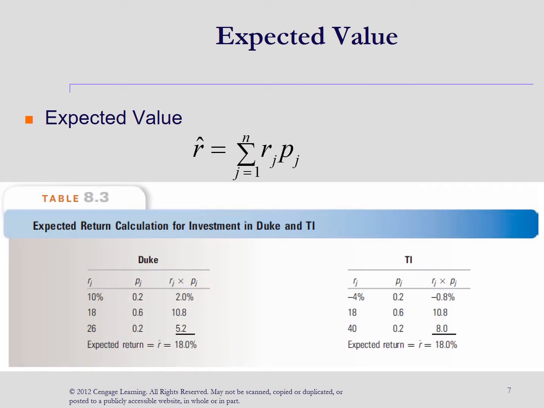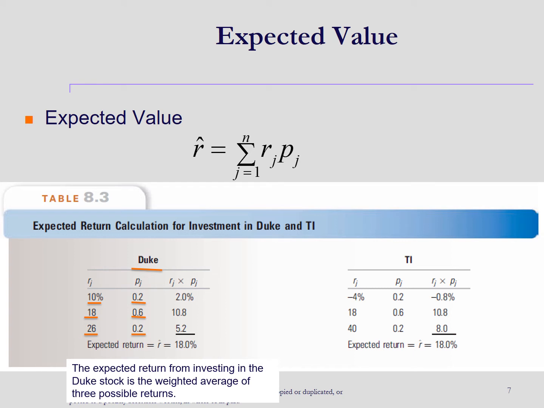Example: there are 3 possible returns associated with investing in the Duke stock. There is a 20% chance that the investment return is 10%, a 60% chance that the investment return is 18%, and a 20% chance that the investment return is 26%.